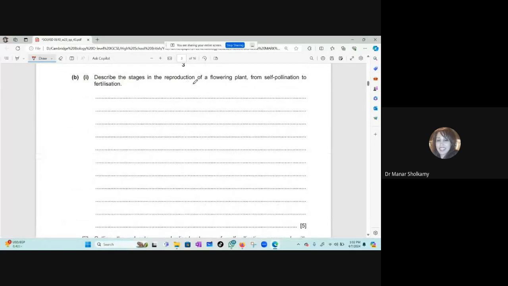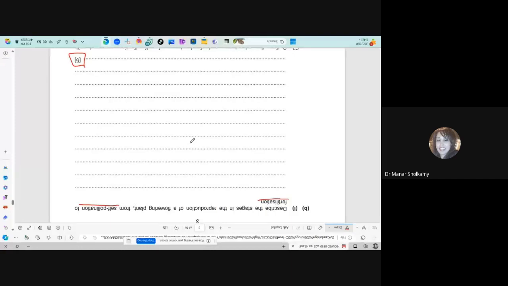Describe the stages in the reproduction of a flowering plant, from self-pollination to fertilization. Now, the first thing you will look at is the number of marks. This is 5 marks. So this means you will need to write a thorough answer for self-pollination and fertilization, describing the steps. Can someone give me a nice, thorough, organized answer?